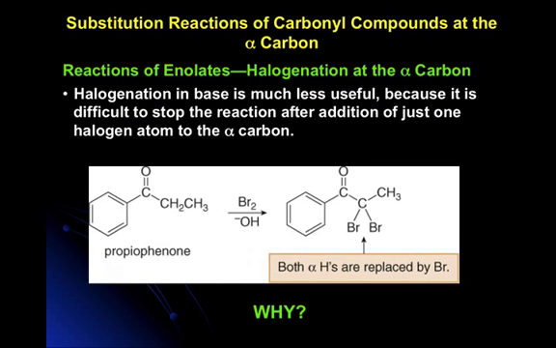All right. We can take propiophenone and we can react that with bromine under basic conditions, and we won't just replace one of the hydrogens, we will replace both of them. Whereas in all the acidic conditions that I was showing you earlier, we just replaced one hydrogen with a bromine, right? Why is it that under these conditions we replace both hydrogens with a halogen?